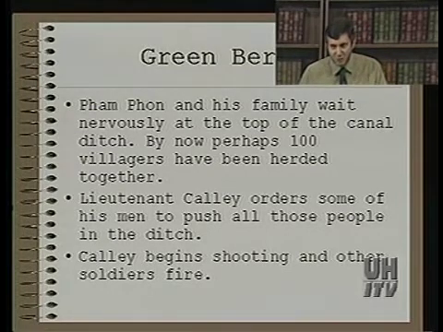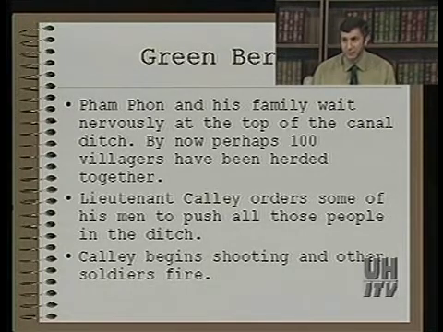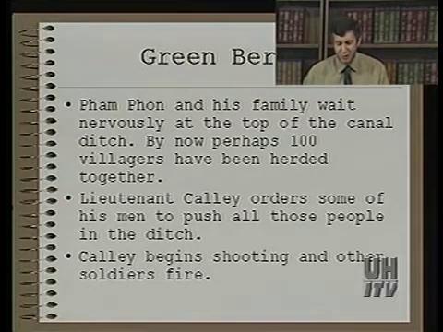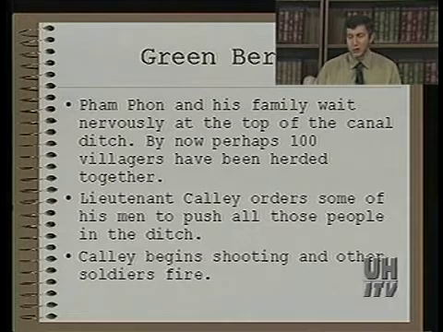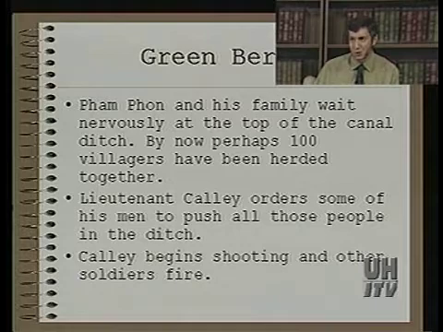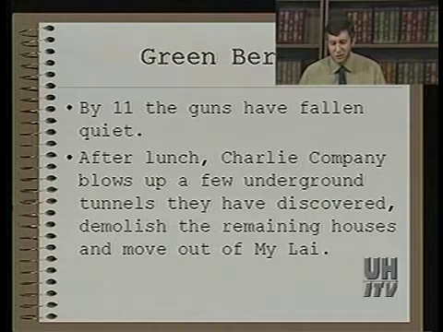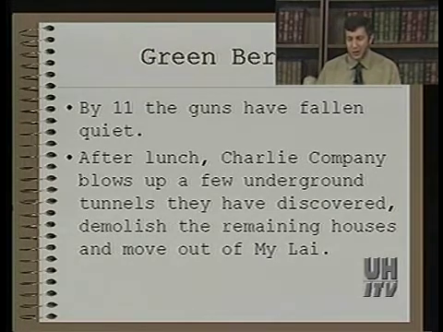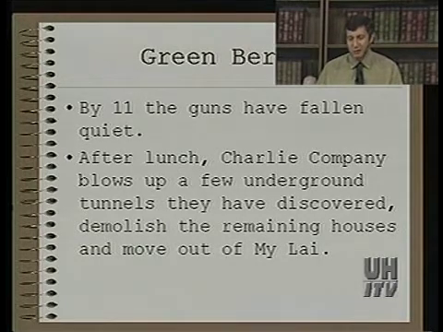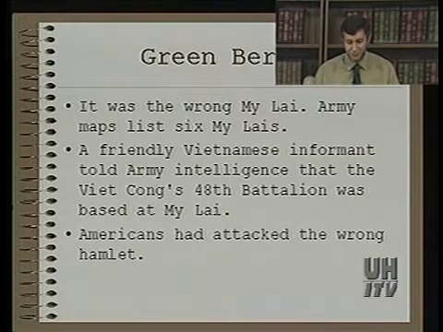The family wait nervously at the top of the canal ditch. By now, 100 villagers have been herded together. Lieutenant Calley orders some of his men to push all these people into the ditch. Calley begins shooting, and the other soldiers fire as well. By 11 in the morning, the guns have fallen quiet. After lunch, Charlie Company blows up a few underground tunnels, demolishes the remaining houses, and moves out of My Lai.